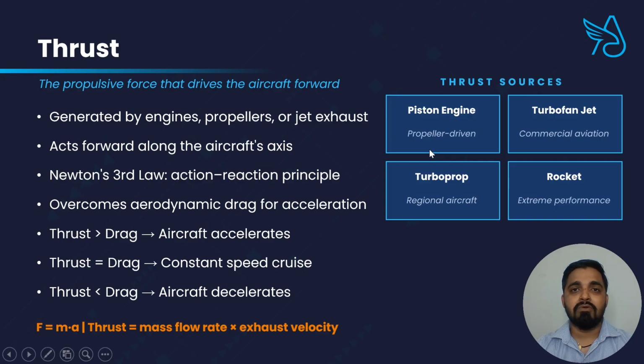Sources of thrust include piston engines with propellers, like in small aircraft, turbofan jet engines in commercial aircraft, turboprop engines in regional aircraft, and rocket engines for extreme performance. Each of them has the same job: overcome drag and create forward or upward motion.